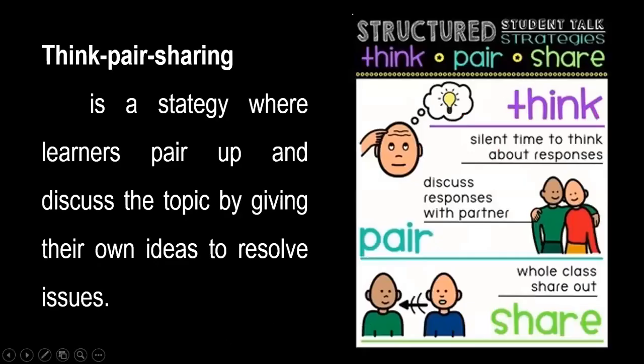So next, this is what we call the think pair sharing. It is a strategy where learners pair up and discuss the topic by giving their own ideas to resolve issues. Mag-isip ka, pag-usapan niyo yung sagot, magchismisan kayo. Diba? Parang ganun lang rin yan siya.